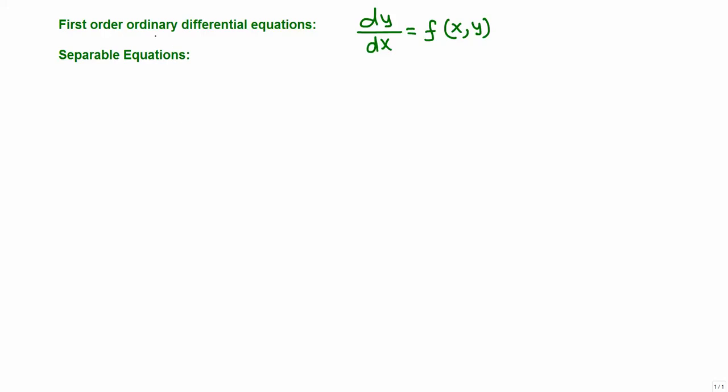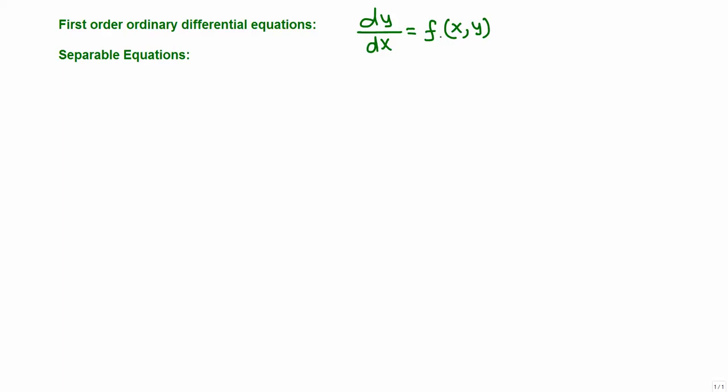First order ordinary differential equations: dy over dx, the first derivative, that's why first order, equals some function of x and y, where y is the dependent variable and x is the independent variable. Y depends on x. Separable equations.